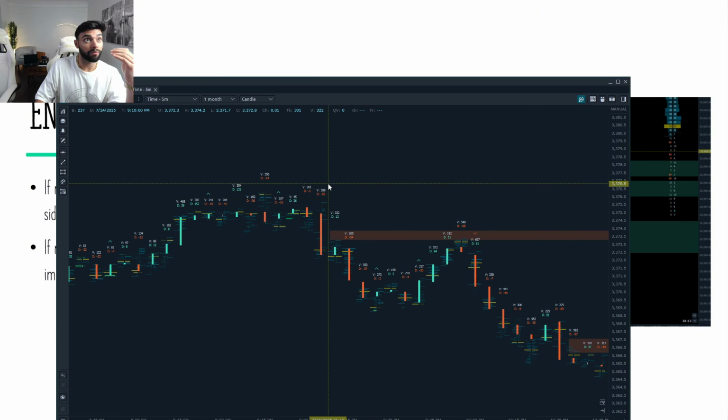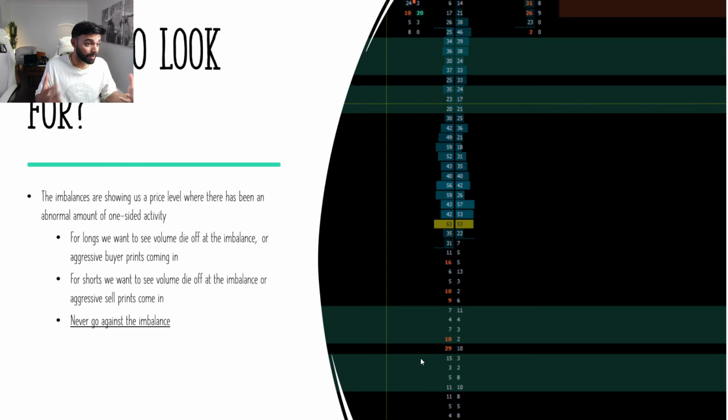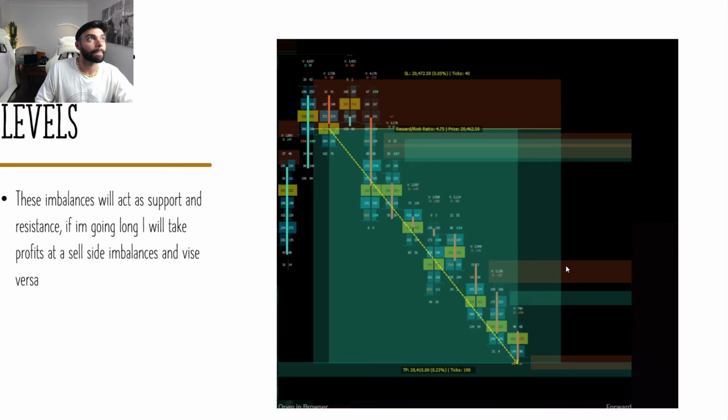I'm never going to go against the imbalance. I'm never going to short into an imbalance. There's a good chance it might bounce. I'd rather just wait on the break of the imbalance, so I know I'll be in the clear.